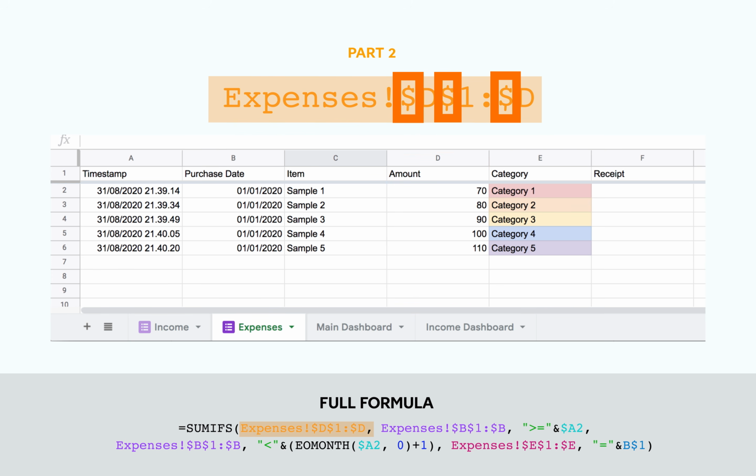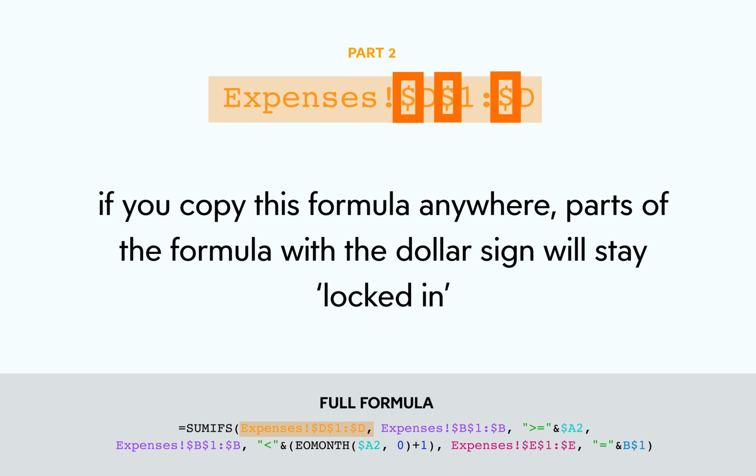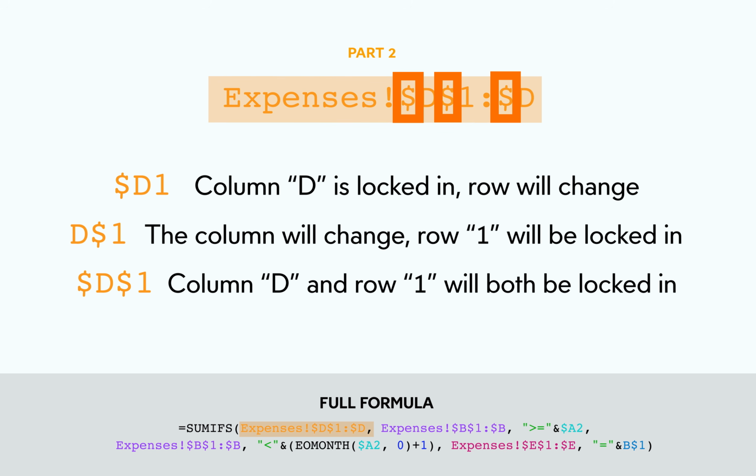This part of the formula uses dollar signs, which means if you copy this formula anywhere, parts of the formula with the dollar sign will stay locked in. For example, if you did $D1, the column D will stay locked in, but the row will change. If you did D$1, the column will change, but the row 1 will be locked in. If you did $D$1, nothing will change because column D and row 1 will both be locked in.